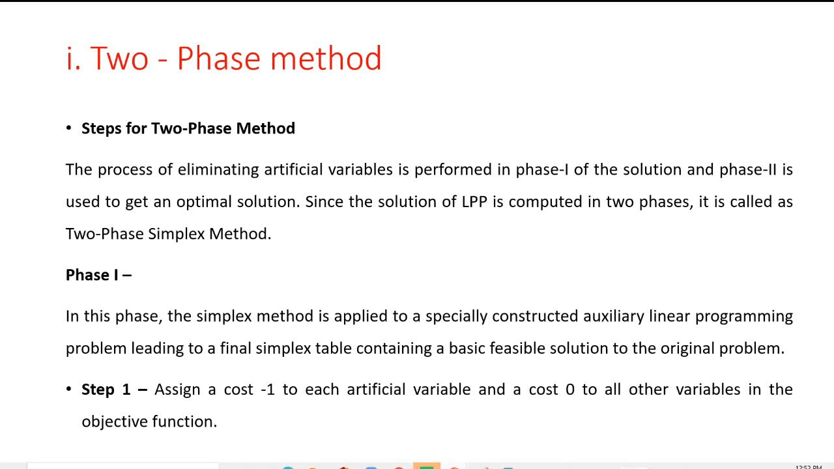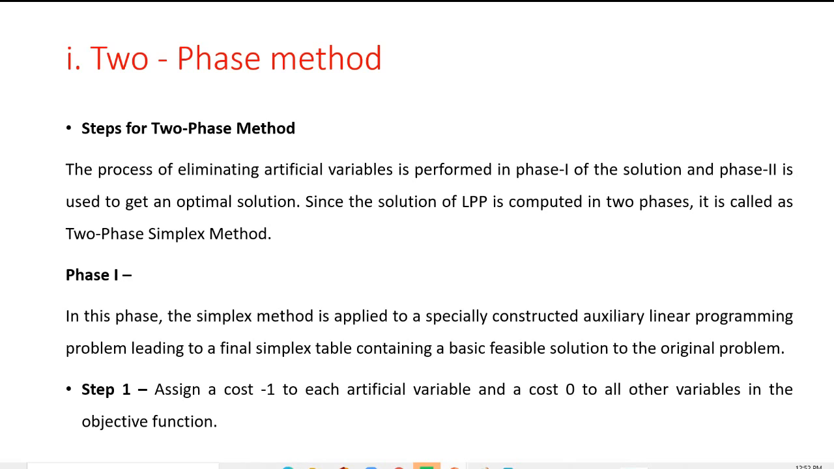Since the solution of the linear programming problem is computed in two phases, it is called the two-phase simplex method. So in this two-phase method we are using phase 1 and phase 2. Phase 1 is used for removing artificial variables and in phase 2 we get the optimal solution. Phase 2 is similar to the simplex method. Here in the two-phase method we are using the artificial variable. I have already provided an artificial variable based video in the description box, so you can check that video.